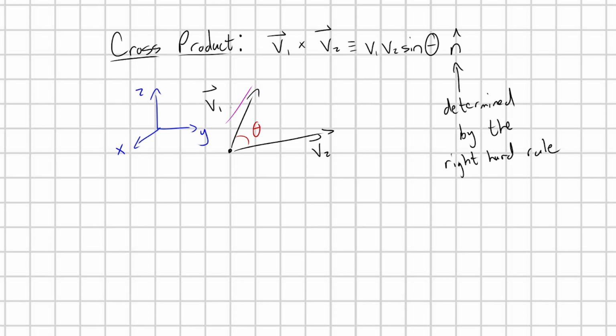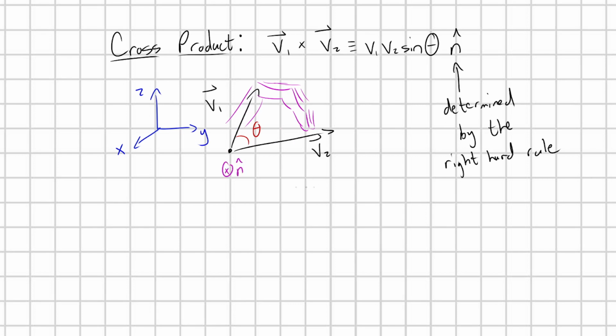I start at v1, because I'm starting by crossing v1 cross v2. So I start at v1, and I take my fingers and curl them just like this, with my fingers curling in this direction. Do you see that? Go ahead and line it up yourself. If you orient your hand like this, with your four fingers, index through pinky, pointing like this, then your thumb, if you point it outwards, is going to be pointing into the page right now. So that would be our n hat direction here.